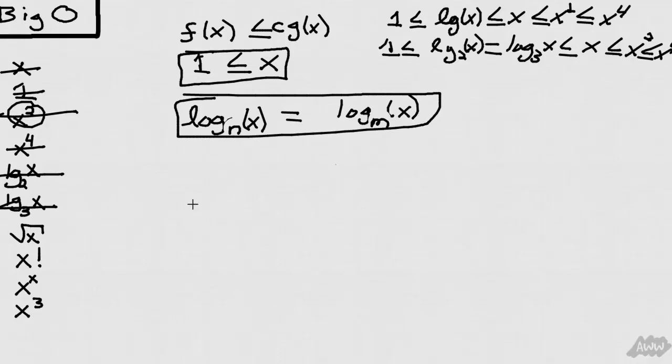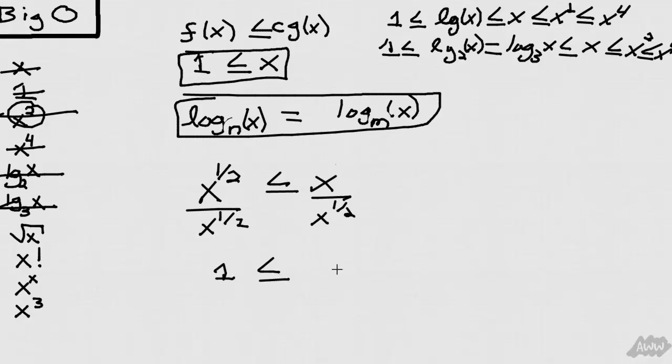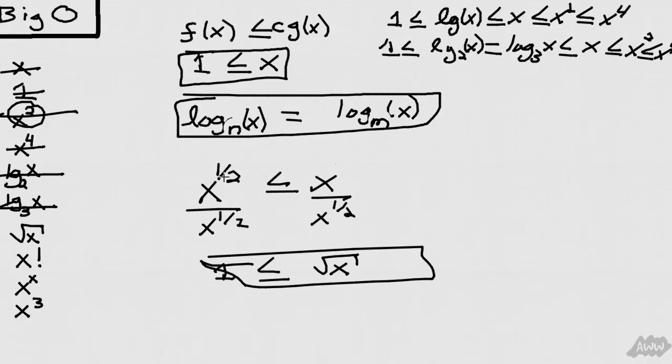Carrying on, radical x, which is x raised to the 1/2 power. If we evaluate that against x, we can do this algebraically again. Divide by x to the 1/2 power. Whenever you divide, you subtract the exponents. 1 minus 1/2 is 1/2. So this will be 1 is less than or equal to radical x. And as we mentioned up here, this is x raised to any positive power. So this is true as well. And that means that x raised to the 1/2 is big O of x.